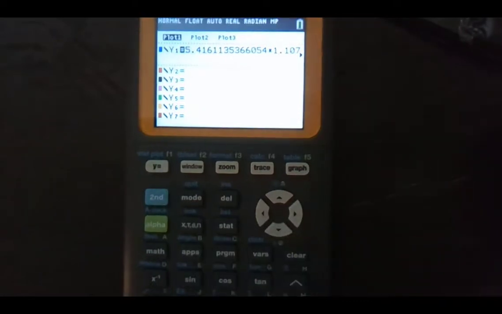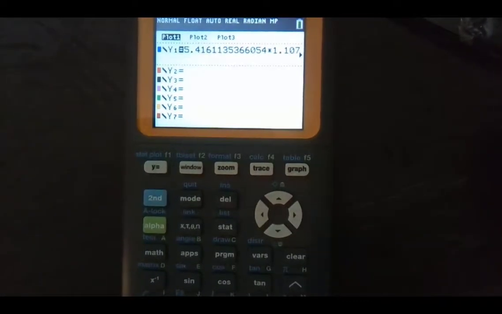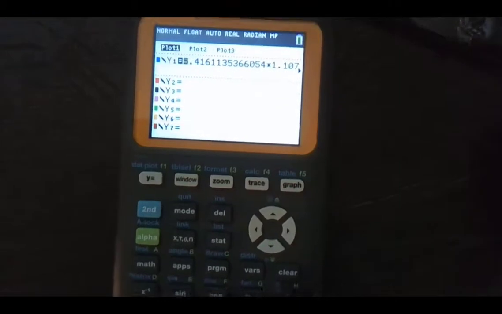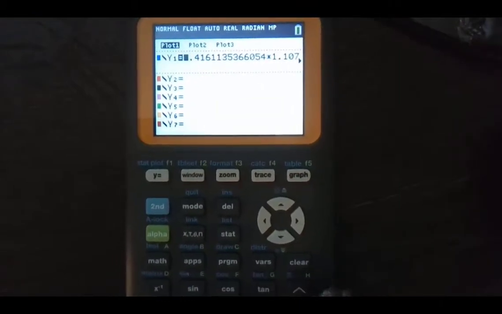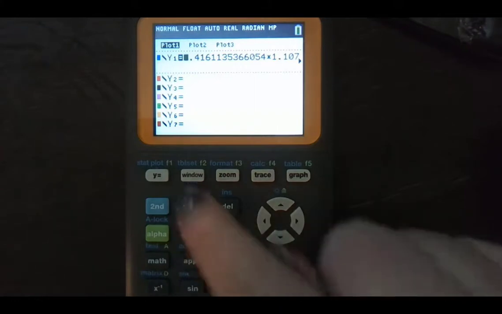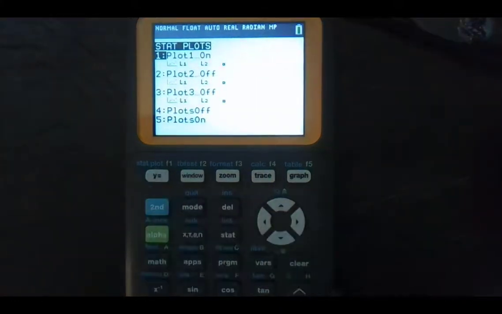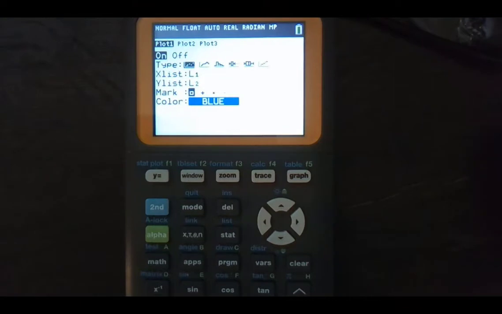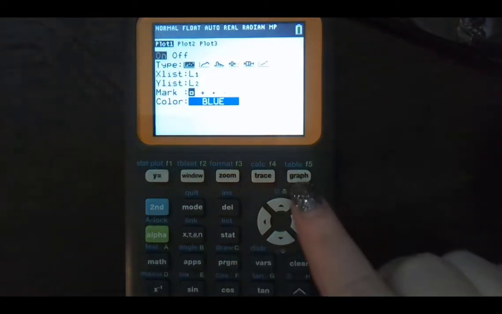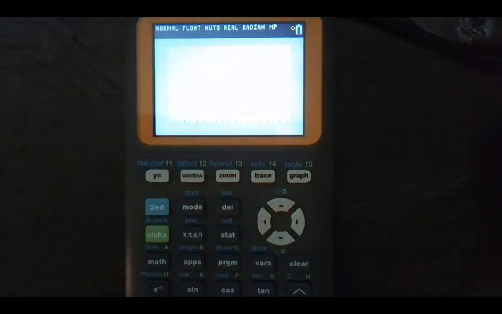Okay, let me just make sure. Great. So if we go to y1 here, we can see that our exponential model was put in. If we go to second stat plot, we now have our stat plot on. Just make sure it's on. It's a good thing to look through it and make sure everything's all good. Then you're going to press graph. Give it a couple of seconds. It needs to catch up.